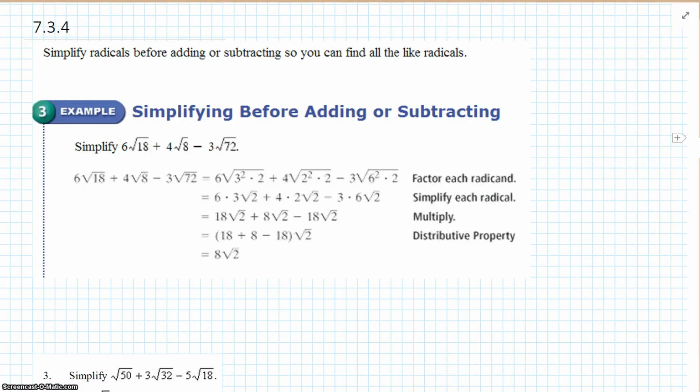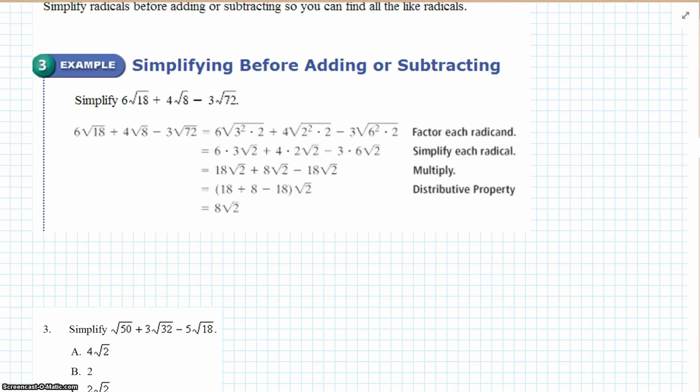Alright, simplify radicals before adding and subtracting so you can find the like radicals. So here we go. Simplify 6 square root of 8 plus 6 square root of 18 plus 4 square root of 8 minus 3 square root of 72. So first thing we're going to do is factor each radicand, and we're going to try to find and simplify radical expressions.